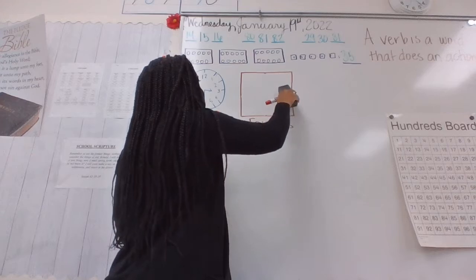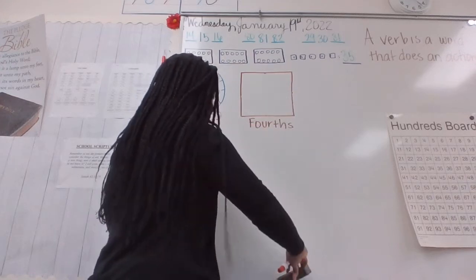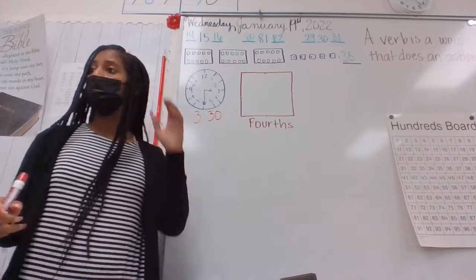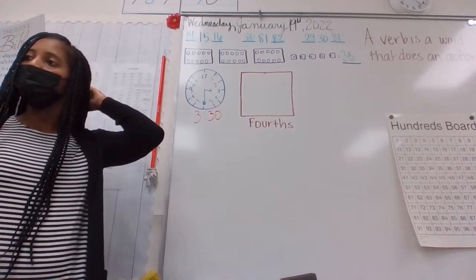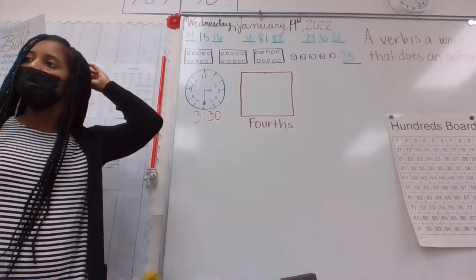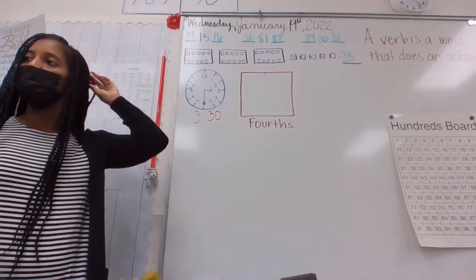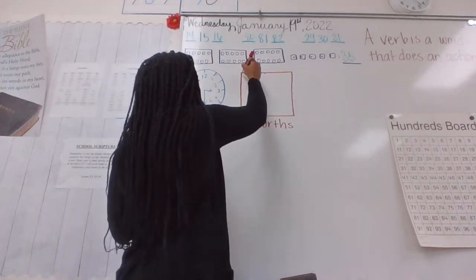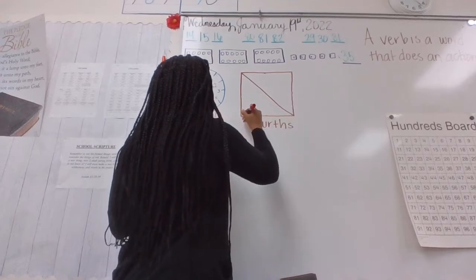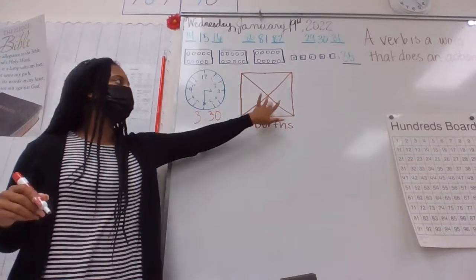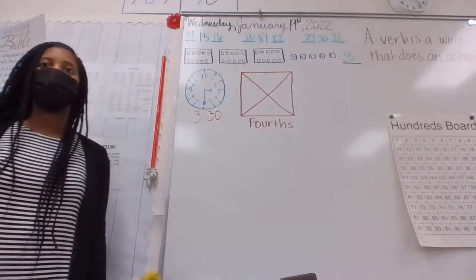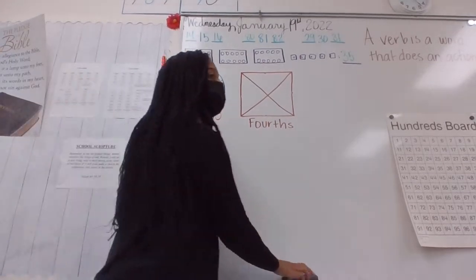What's another way I could divide a square into fourths? Line slanting. Okay, diagonal lines like this. Yep, that's another way. 1, 2, 3, 4. What's another way I could divide it into fours?